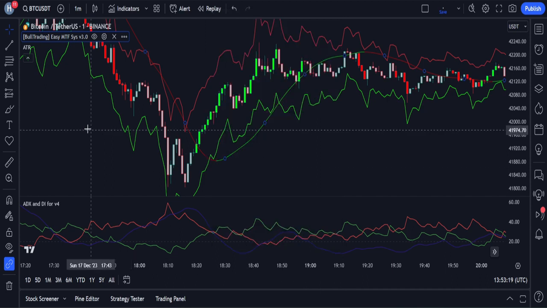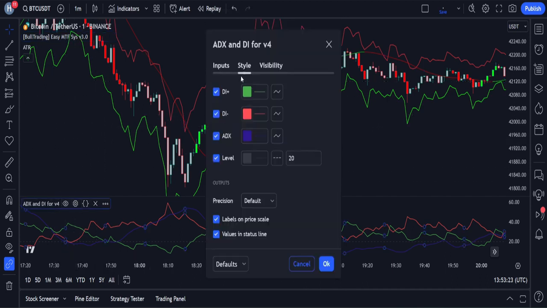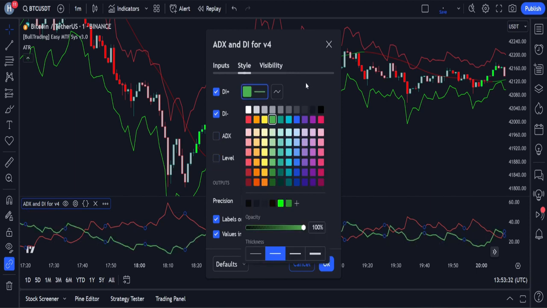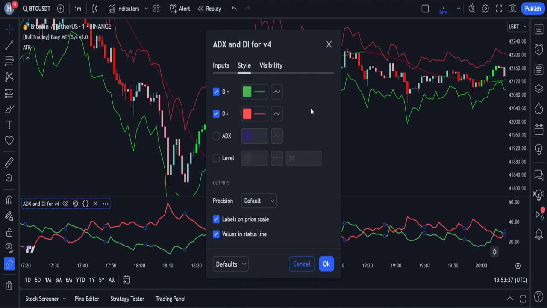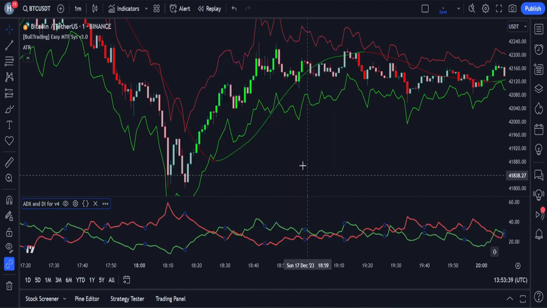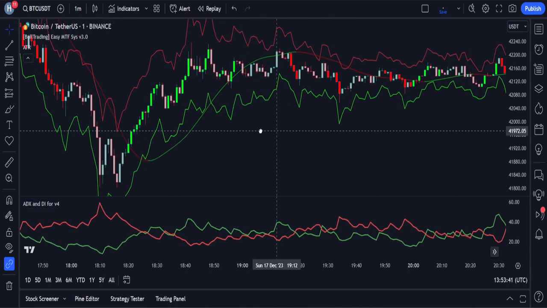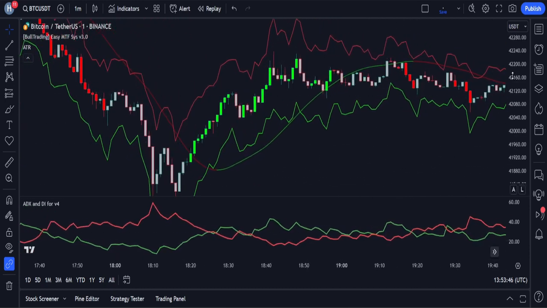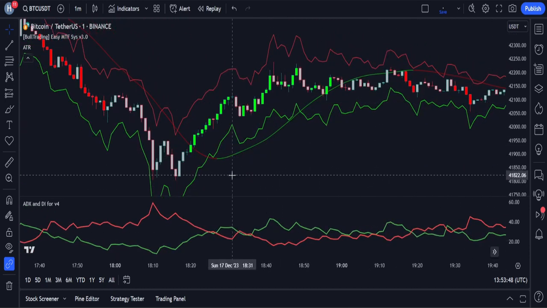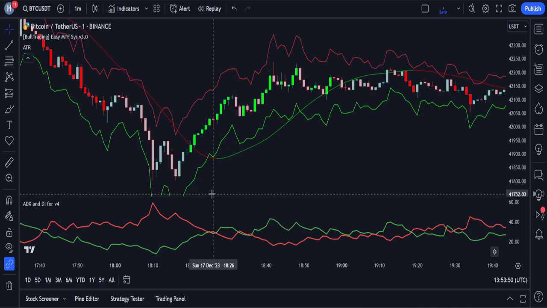Now, let's head over to the ADX and DI indicators and change the indicator settings. We will navigate to the Style tab and uncheck the ADX checkbox and do the same for the 20 level. Lastly, I will change the thickness of the DI plus and DI minus lines. You can change this according to your liking. And this is going to be it for this indicator. Now that all of the indicators have been properly configured, let's see how these 3 indicators will work together to create a wonderful 1-minute scalping strategy.